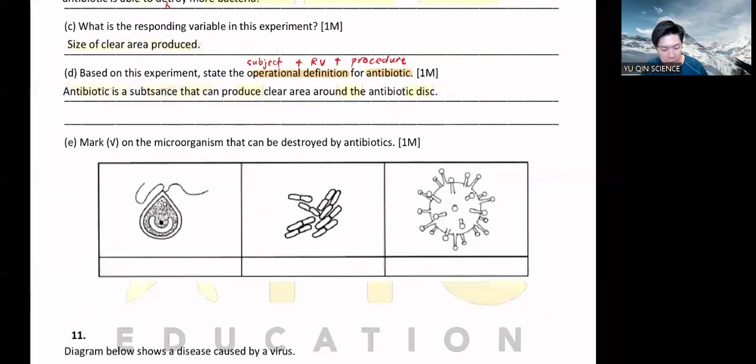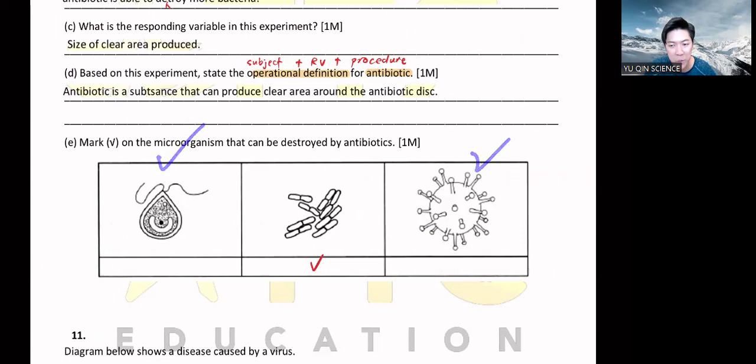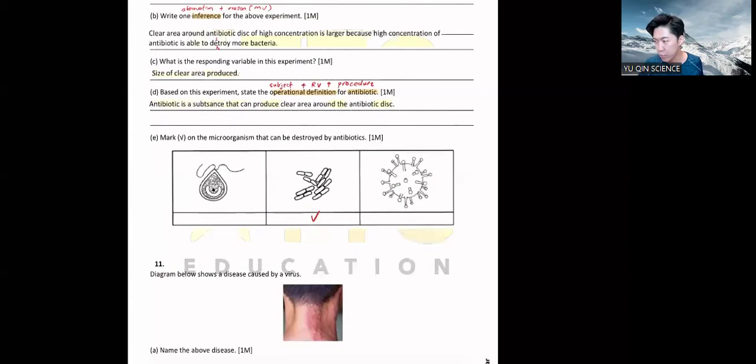Okay, I'll double check a bit: take the microorganisms that can be destroyed by antibiotic. Remember, antibiotic can only destroy bacteria. So you must know which is bacteria, right? This is algae. This is virus. The center one is bacteria. It's called bacillus. This one is called chlamydomonas. This is called influenza virus. Okay, all good.